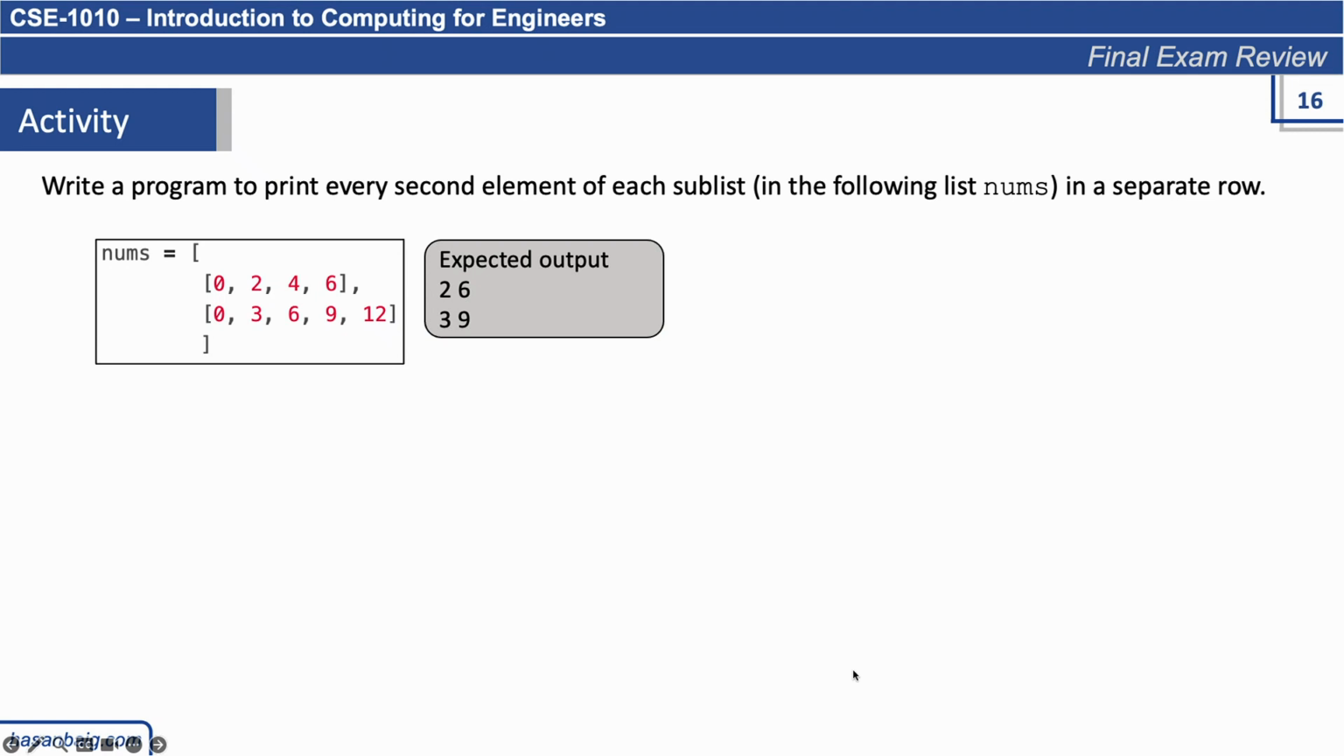Okay, so there is another activity for you guys. Write a program to print every second element of each sublist in the following list nums in a separate row. Again, this is just for practice. We will not be spending too much time on it. Let's take 5 minutes and try doing this.